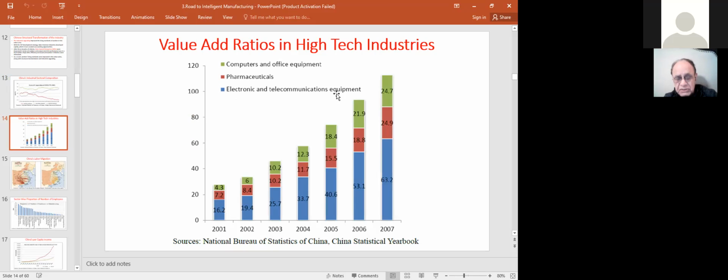They really concentrated on these three sectors because these were the three sectors in which China could compete easily in the world market. And these three sectors, I say, have been growing. The fastest growth is computers and office equipment, the second sector is pharmaceutical, and the third sector is electronic and telecommunication equipment.